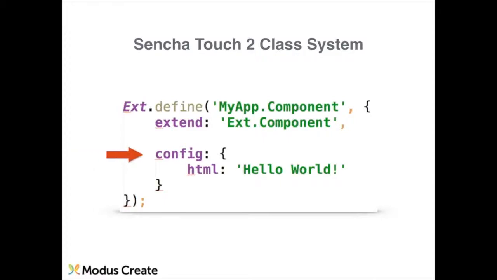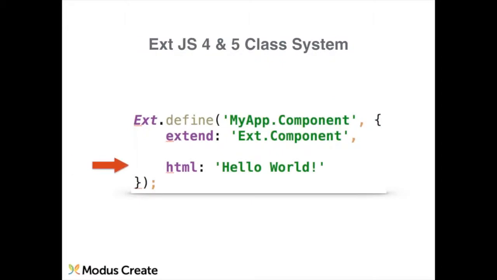Ext JS developers, on the other hand... I guess I missed the slide, sorry. What I meant to say is, even though Ext JS does support the config system, it does not really enforce it. So for the same example, the HTML property will belong outside of the config object. And this is before we get carried away with Ext 5. This is going to be the case in the newest version of the framework as well.